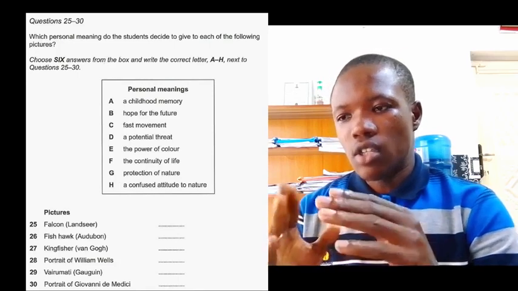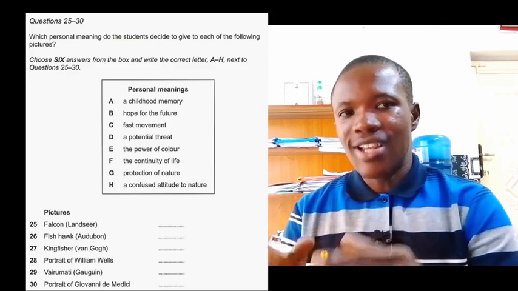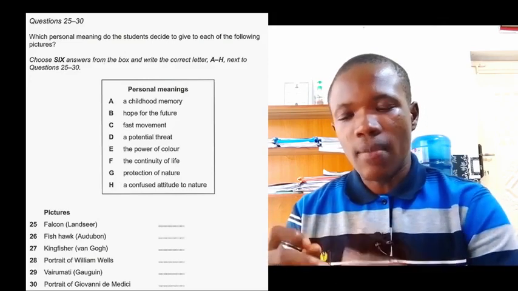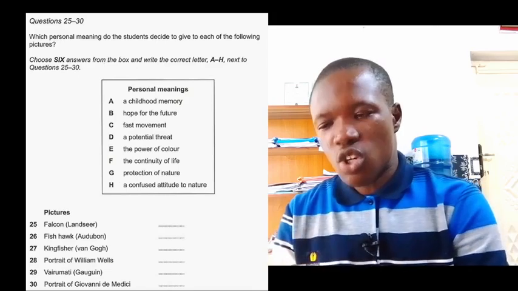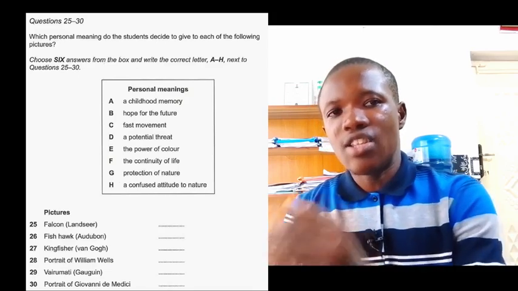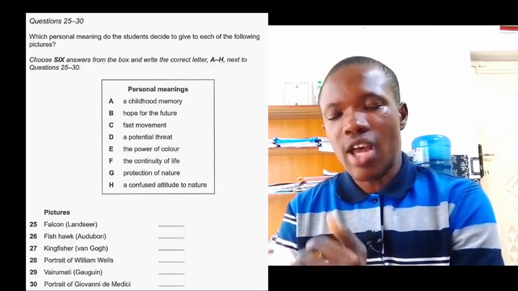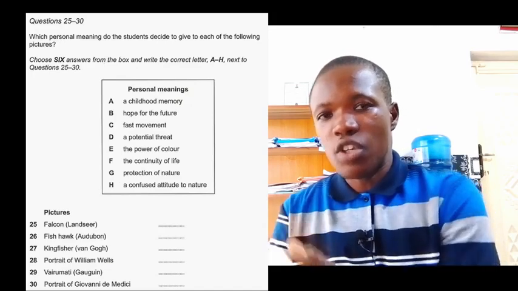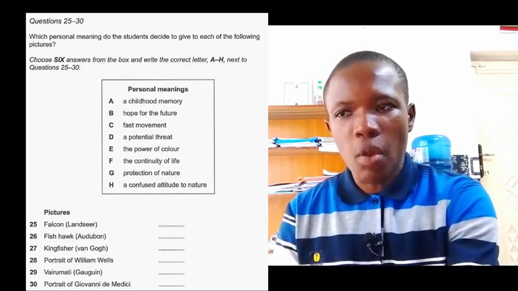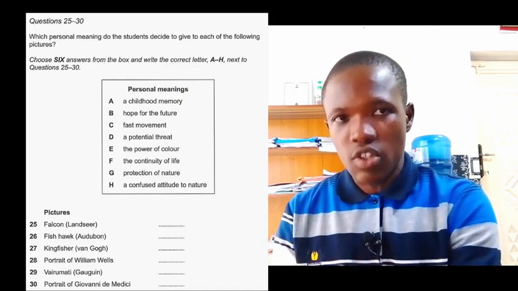And then you have the box there that has a list of items, personal meanings, A to H, and then you have pictures just beneath where you have the list of categories. So basically the categories that we want to match are actually the pictures, matching them with the accurate personal meanings based on the question that's been given to you.